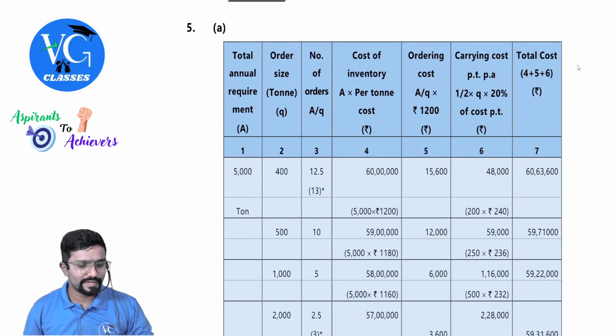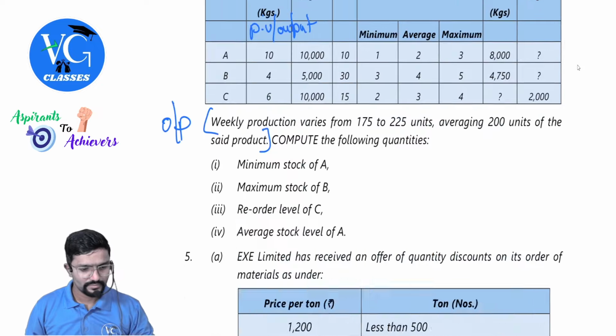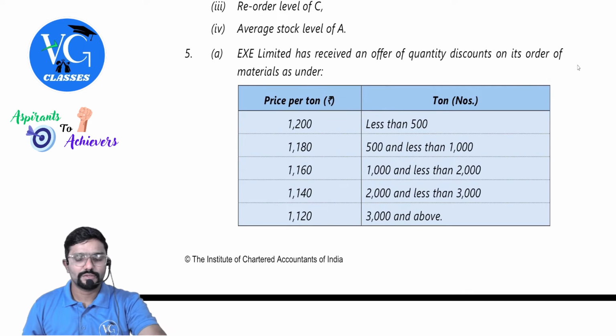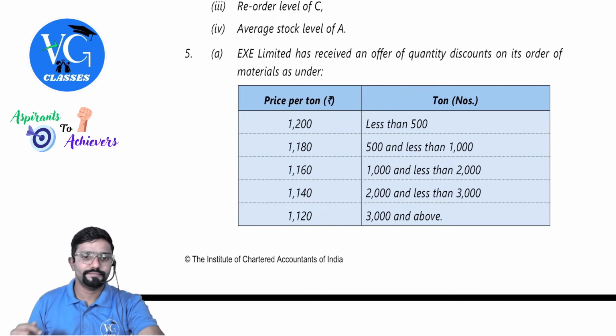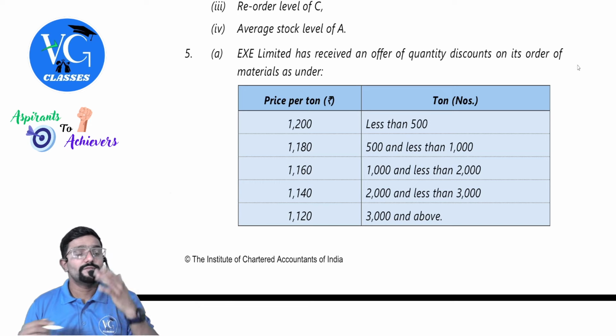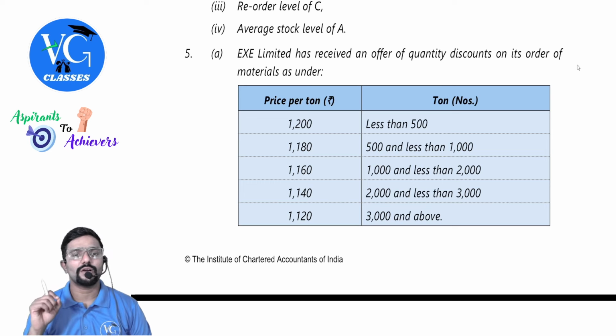Okay. Now the fourth one is done. Come to the fifth one. Fifth question. Question number 5, guys. Fifth one. X Limited has received an offer of quantity discount on its order of materials as under.